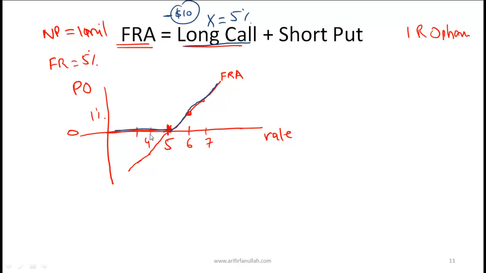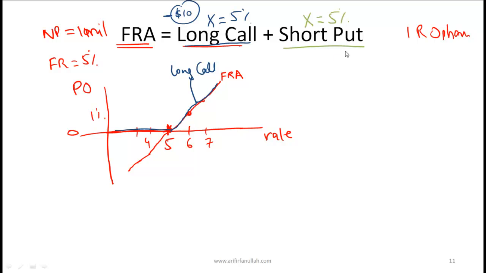But what if the interest rate in the market is 4%? Then the call option is worthless because we will then simply go to the market and borrow money at 4%. So we will obviously not exercise the interest rate call option. So this blue then represents our long call. Now let's also look at the short put. So this will be in green. Now let's say with the short put also we have a strike price of 5%.